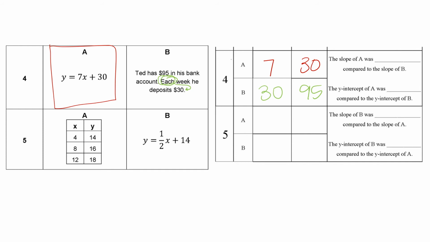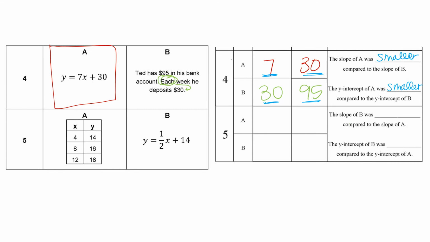So now I can fill out the sentences. The slope of A was blank compared to the slope of B. The slope of A was smaller because 7 is smaller than 30. And then the y-intercept of A was blank compared to the y-intercept of B. Again, it's smaller because 30 is smaller than 95.